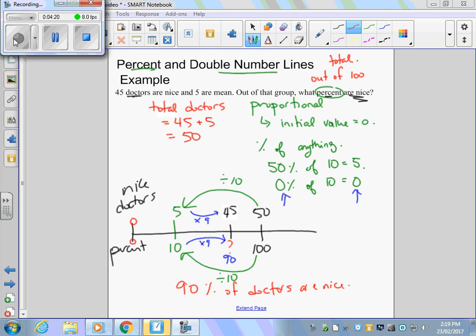I'm not even saying that this is the most efficient method for solving this problem. Likely, if I had noticed that we had 50 and 100, all I had to do here is actually convert this way. Take 50 and times by 2, I would have actually been able to take 45, times it by 2, and wound up with the value 90. The point here was just to demonstrate the double number line and where you would put, say, your percentages, where you would put the value you are tracking.